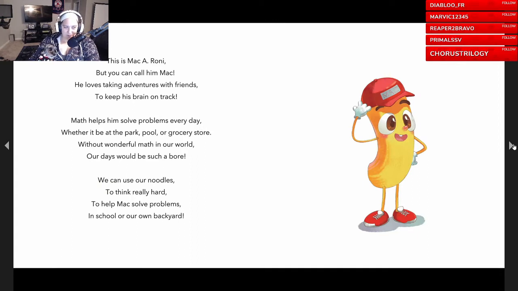This is Mac-A-Roni, but you can call him Mac. He loves taking adventures with his friends to keep his brain on track. Math helps him solve problems every day, whether it be at the park, pool, or grocery store. Without wonderful math in our world, our days would be such a bore. It's true. It's very true. We can use our noodles to think really hard to help Mac solve problems in school or our own backyard.